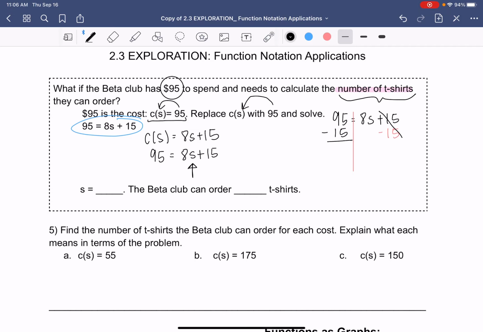We're left with 80 equals 8S, and then we divide off that coefficient. So S equals 10. My bad, it's S, not x. And the Beta Club can order 10 shirts. So that would be our explanation here.